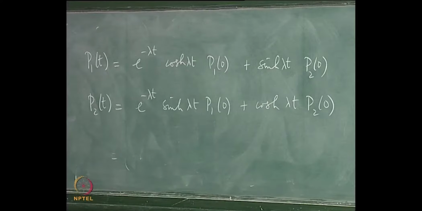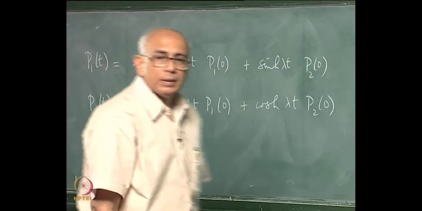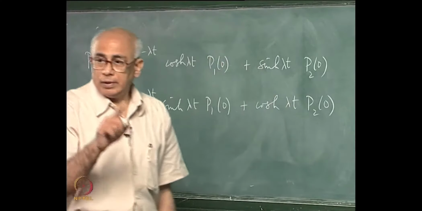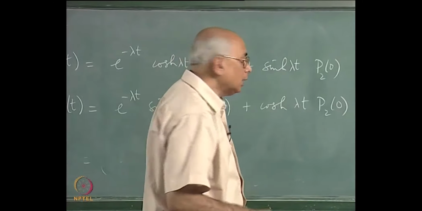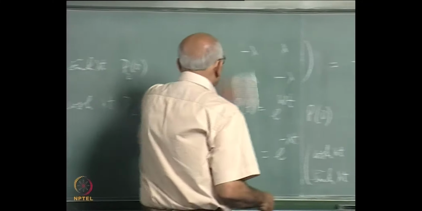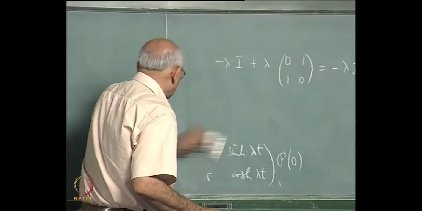So it gives you explicit solutions. If I start with the system in, say, the upper level, then P1 of 0 is 1 and P2 of 0 is 0. What happens? As you can see, the probabilities flip back and forth.